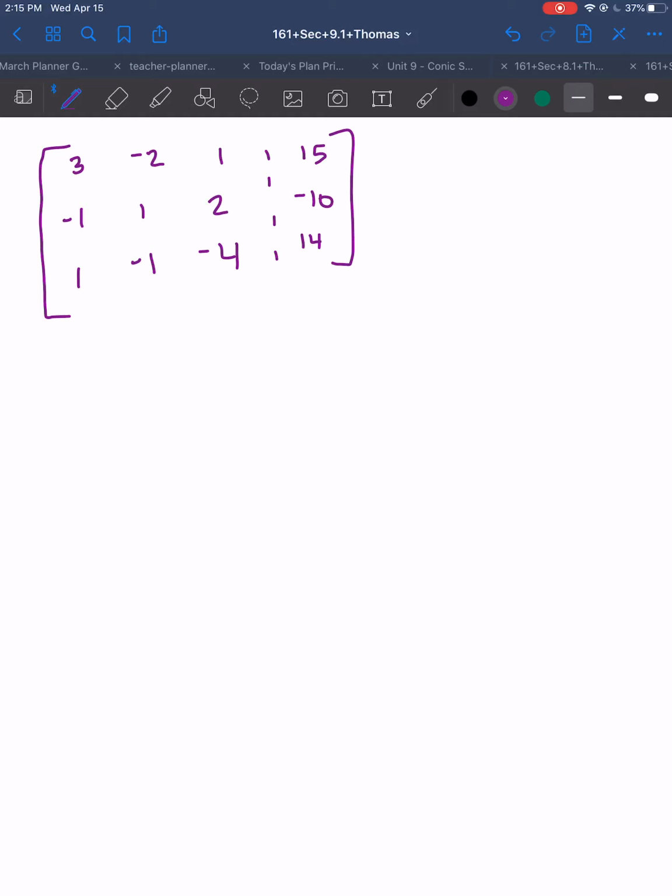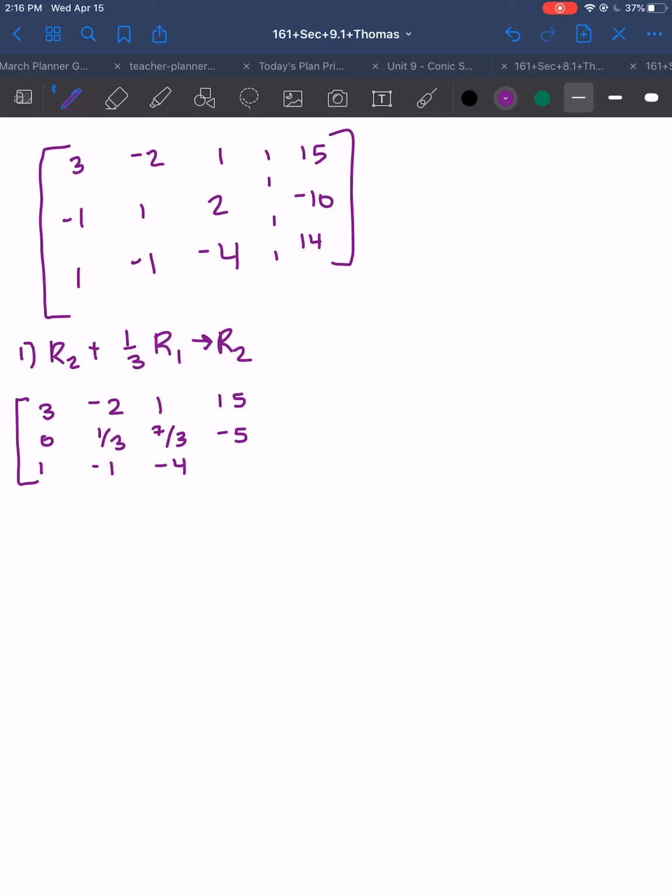So now I'm going to try and get some things to go away. I'm going to start here with this -1 to go away. I'm going to try to get that to a 0. So my first step will be to take R2 and add it to 1/3 times R1, and then I'll put it in R2. Okay, so I have 3, -2, 1, 15, and then 0, 1/3, 7/3, and -5. And then 1, -1, -4, and 14, because that doesn't change.